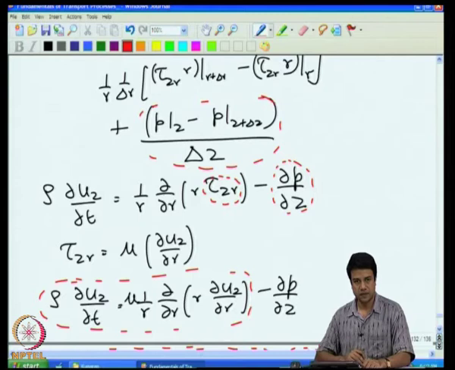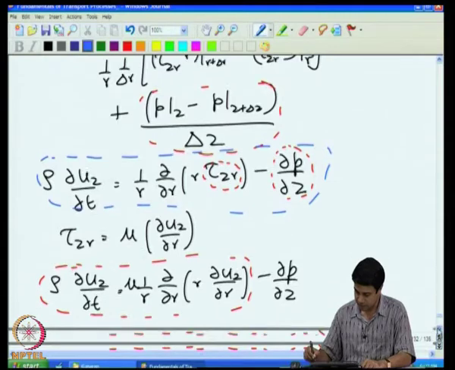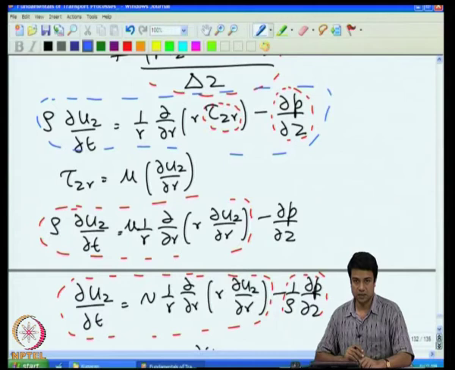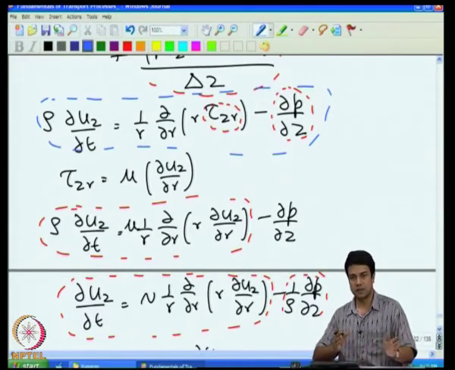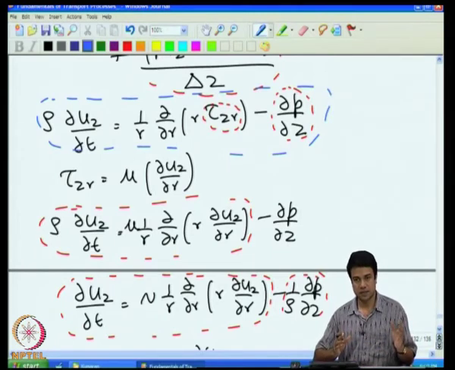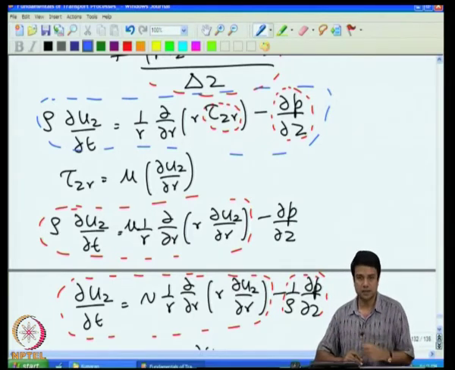Various different ways of writing it, one in terms of the shear stress. And then if you use Newton's law of viscosity for the shear stress, you get it in terms of the velocity itself. Rho times du z by dt is equal to mu times 1 over r d by dr of r du z by dr minus the pressure gradient. So, if the pressure gradient is negative, that means the flow will be along the plus z direction. So, for a flow to take place in the plus z direction, you require the pressure to decrease as z increases, or dp by dz has to be negative.